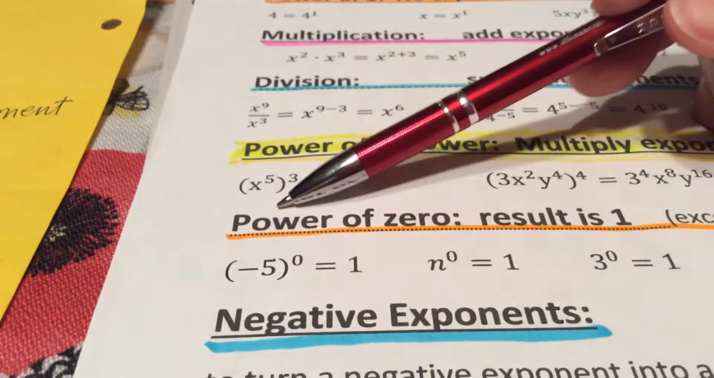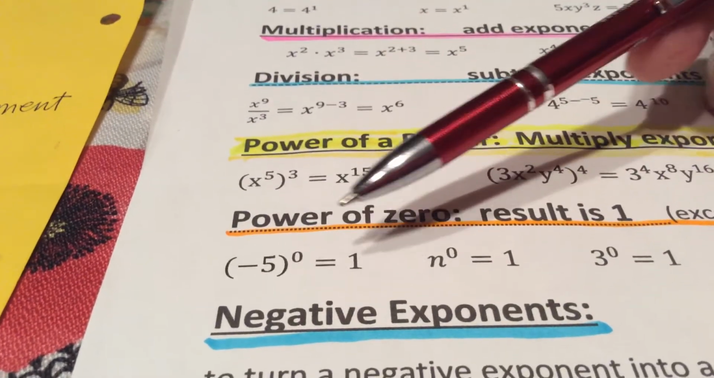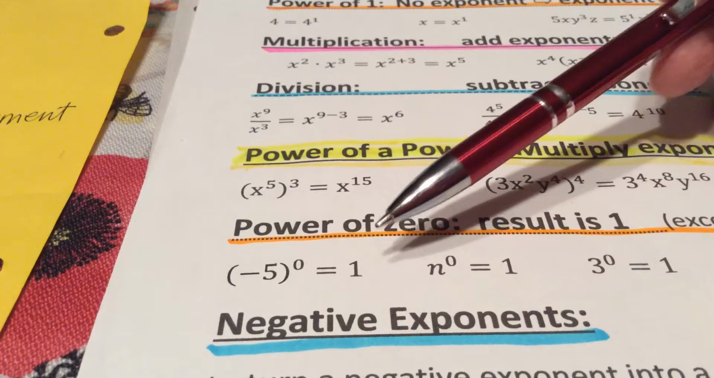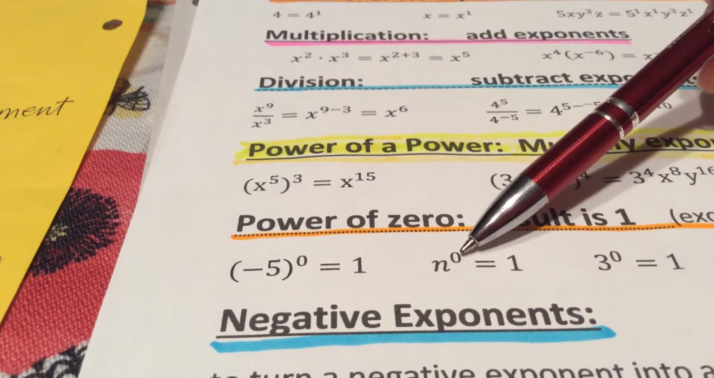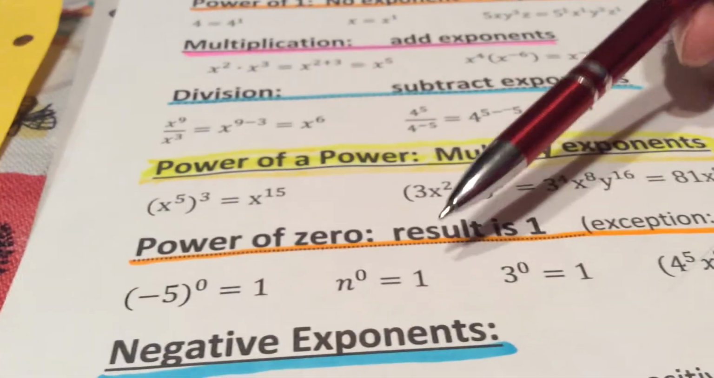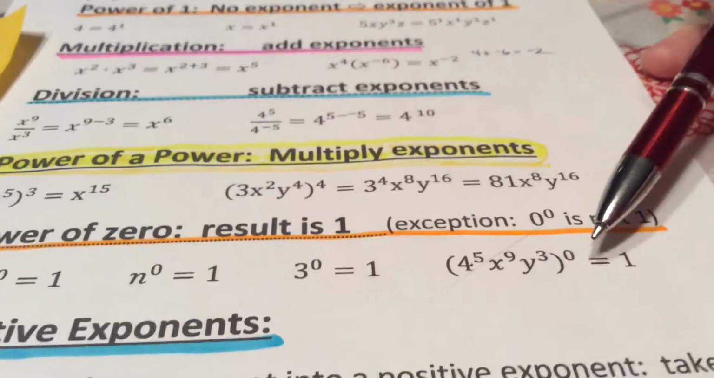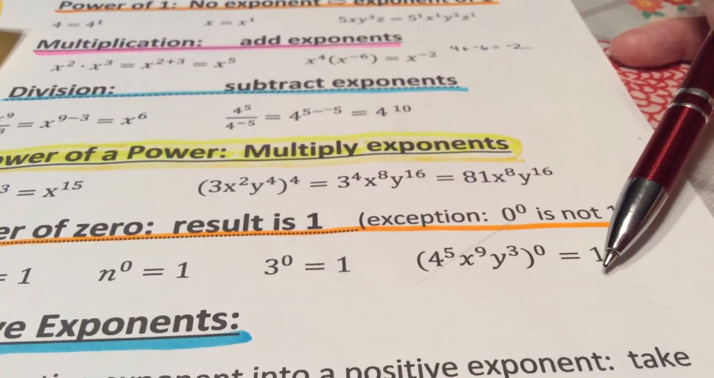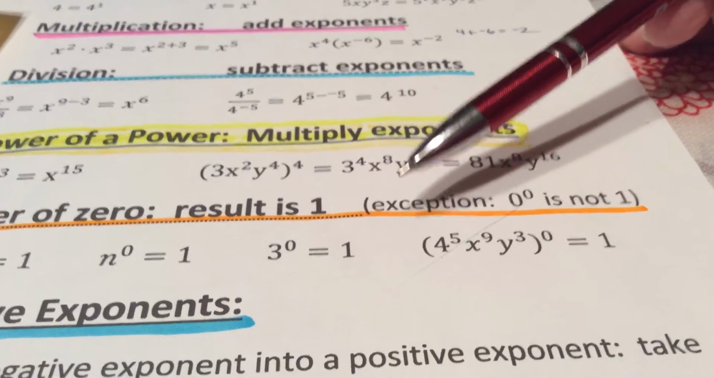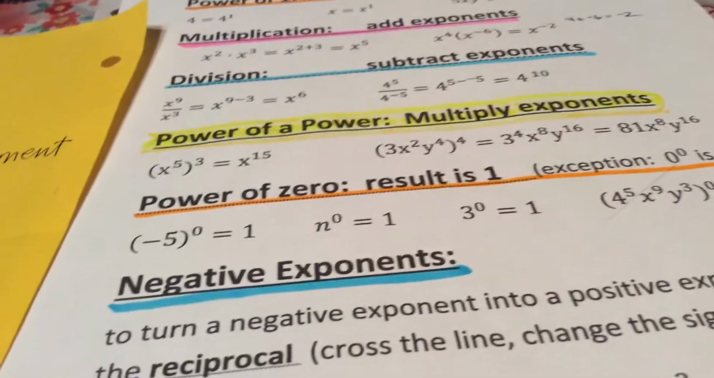Anytime you have a power of 0 on anything, except for 0, you're going to get 1. Any variable to the 0 power is 1. 3 to the 0 power is 1. This whole thing taken to the 0 power is going to be 1. Now, 0 to the 0 power does not have a value.